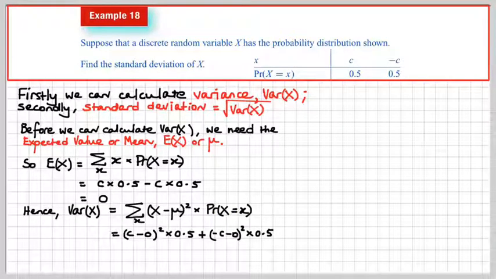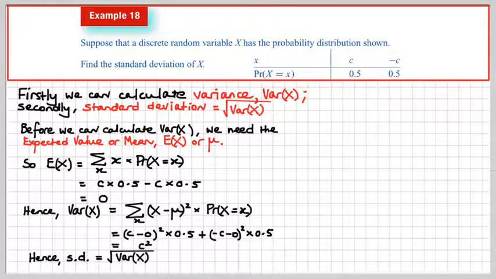So in this case, it's going to be the first value of x minus mu all squared times its respective probability, the probability of that value of x, which was that one c, plus the second value of x minus mu all squared times its probability, which was 0.5. Now we're getting somewhere. That comes to a half c squared plus a half c squared, which is c squared.